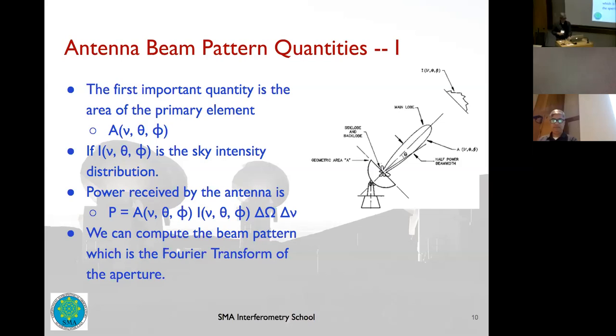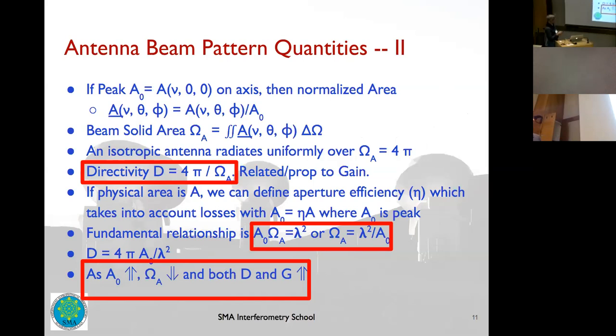Okay, so there are a lot of formulas buried in the slide, but basically we have the area, and then we can normalize the area and define a quantity A bar, which is the normalized area. Then we have the beam solid angle, which is an important parameter, where we take the normalized area and integrate over the solid angle that you're looking at.